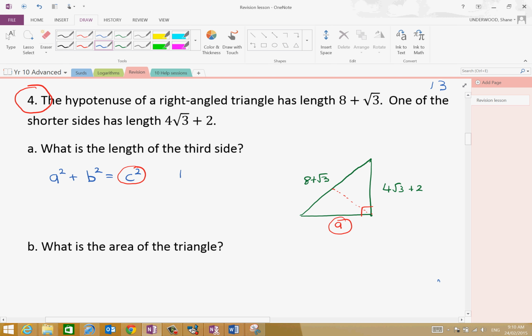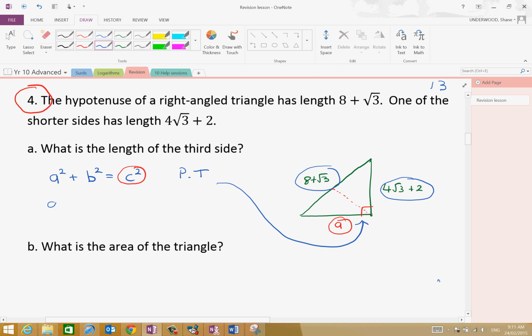Now, be careful because we can only use this for a right-angled triangle. Pythagoras' theorem is only for a right-angled triangle. So what we need to do is I'd like to find A squared. Now I know what B and C are, so let's go ahead and put those in surd form, please.